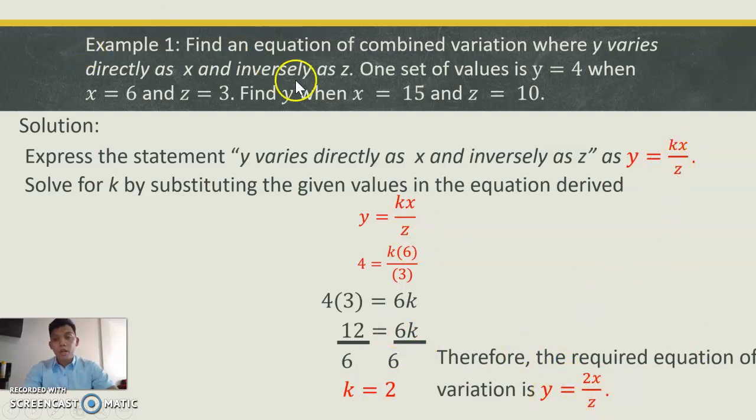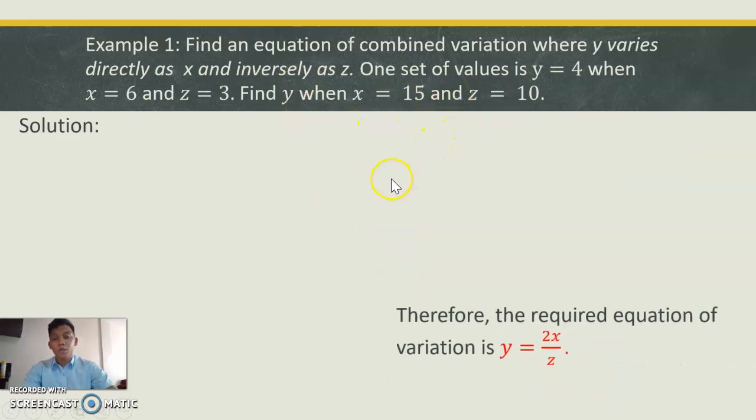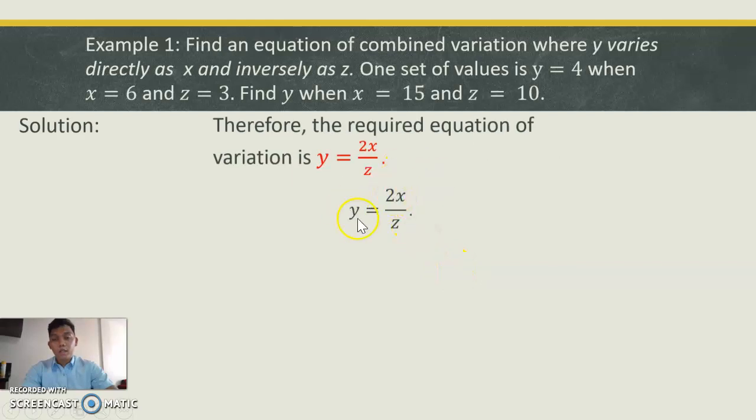And then, we now find y using the second set of data. To find y, just use the equation and substitute x and z here. So, x is 15 and z is 10. So, 2 times 15, that's 30, and then divide by 10, that will be y equal to 3. Alright? Questions so far? Good. So let's proceed to the next example.